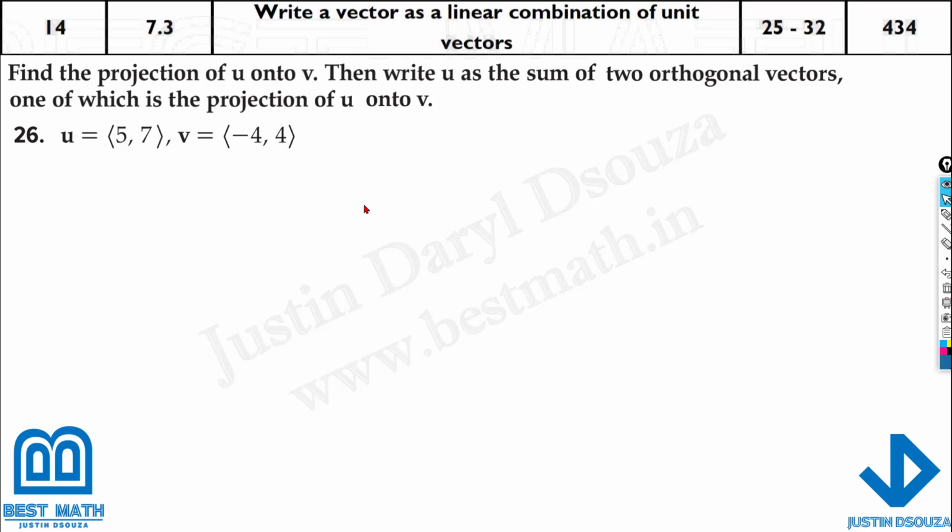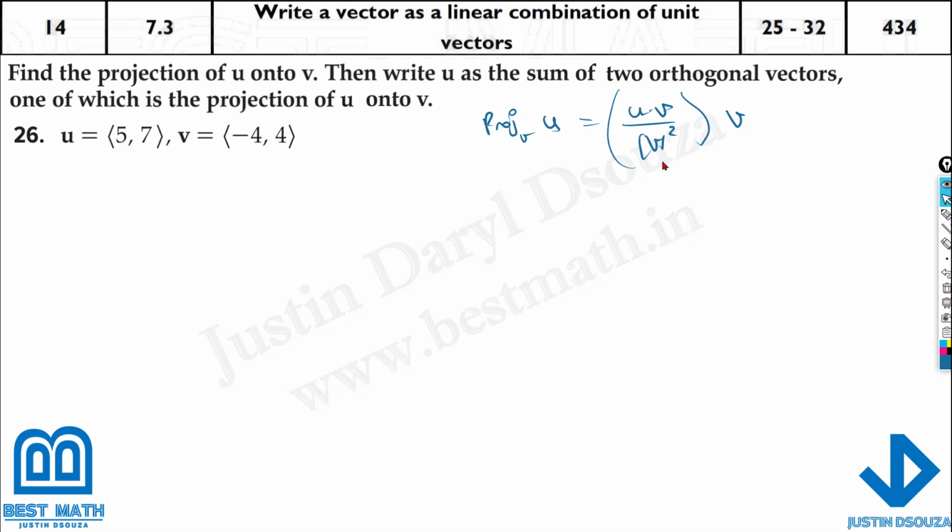Let's solve one more problem. Let's do this one. What you need to remember, the same question, projection U onto V is given by the dot product of these both and V magnitude square, and then we just multiply this with the vector V.